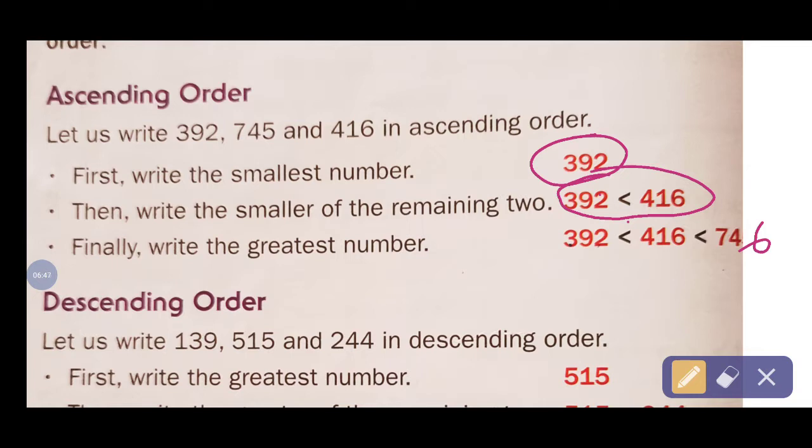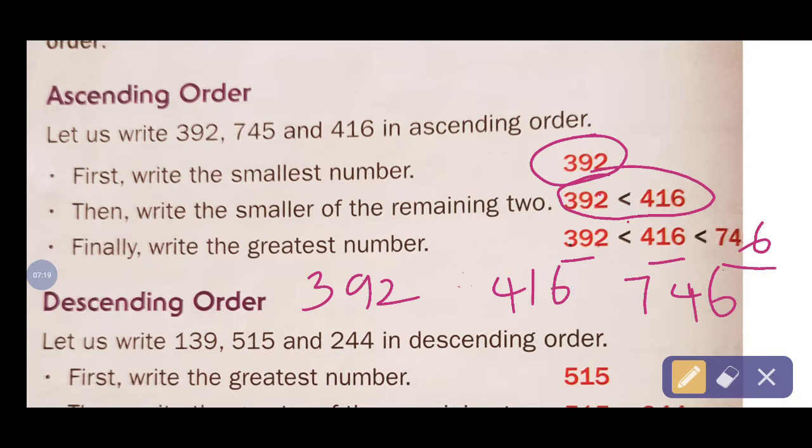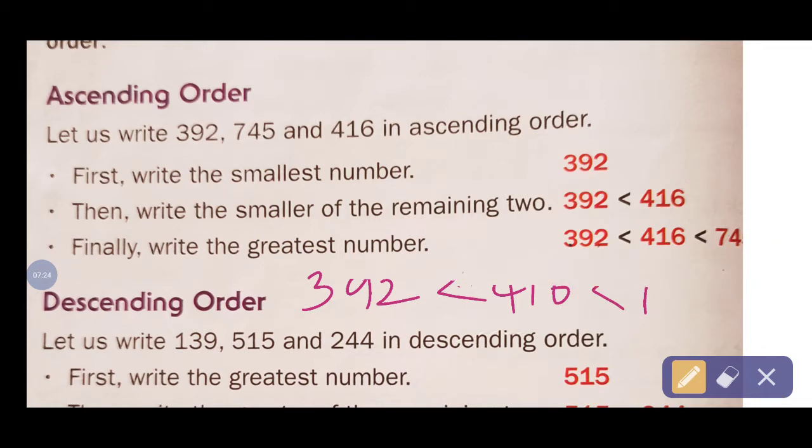So now understood? The first one is smaller, next a bit bigger, and then a little bit bigger. So these are all different types. First you can start from what I said already. So 392, 416 and 746. This order you can write. This is small to big. Then you can keep less than symbols. That's it. Very simple.